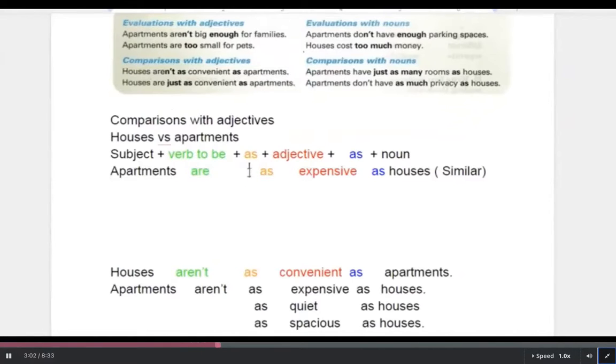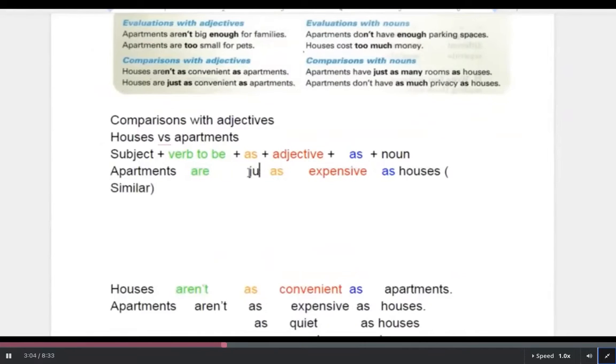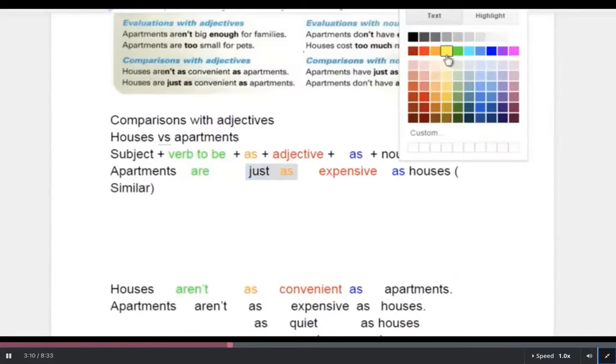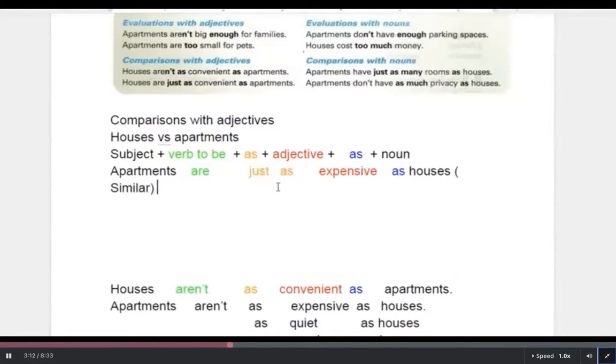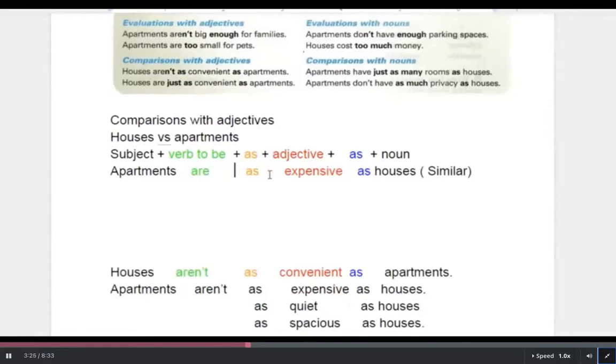as or just as. Okay? You can either say just as, or you can simply say as, and both will be the correct way of expressing it. So we can say apartments are just as expensive as houses, and that's my personal opinion, right? Or you can simply say apartments are as expensive as houses. And you can use any adjective to compare the two.